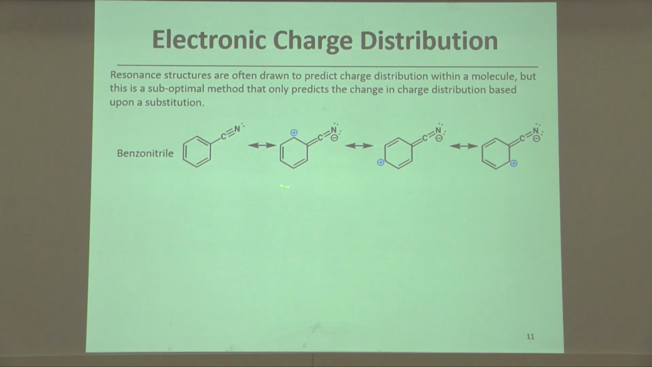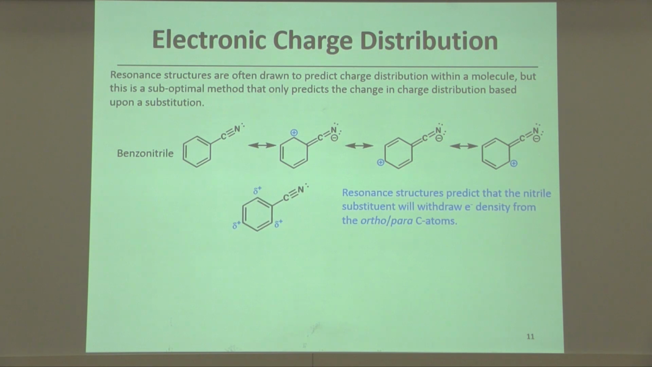We can draw resonance structures to depict that the most likely locations of electron loss are at the ortho and para carbon atom positions on that ring, and the nitrogen actually has a little extra electron density as a result. If we put that sort of information together, the resonance hybrid picture that we would expect is depicted here, with a slightly positive charge on each of the carbon atoms relative to what we'd expect for a charge on an unsubstituted benzene molecule. We'd expect that extra electron density to end up on the nitrogen atom.